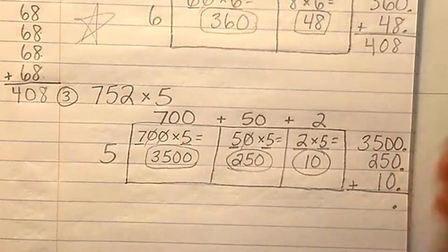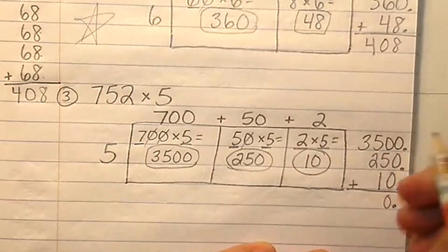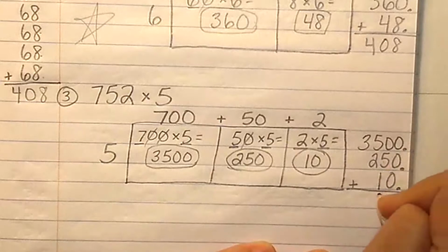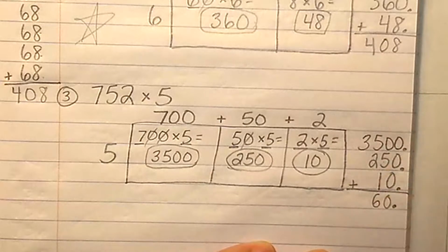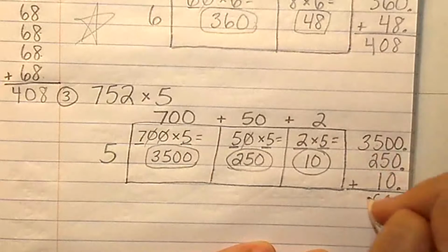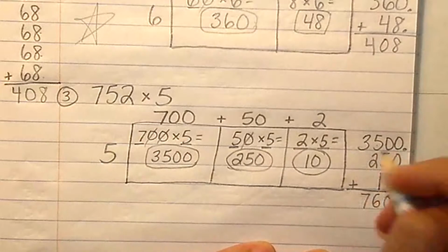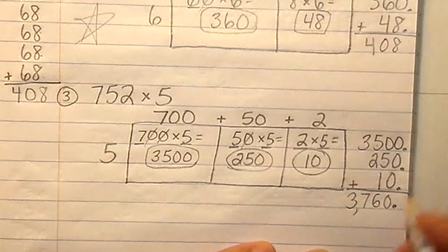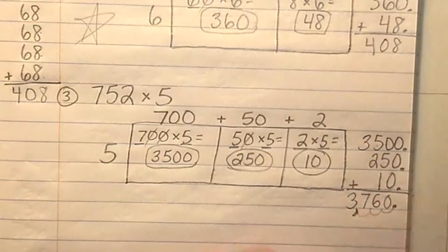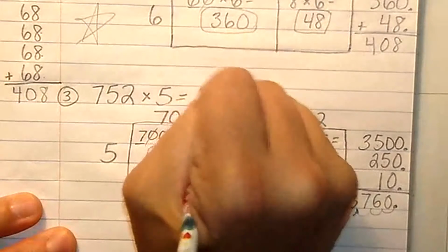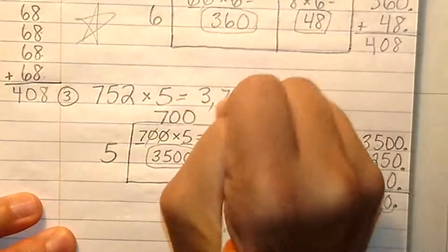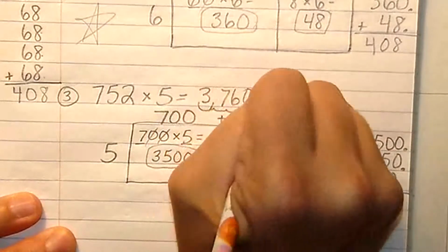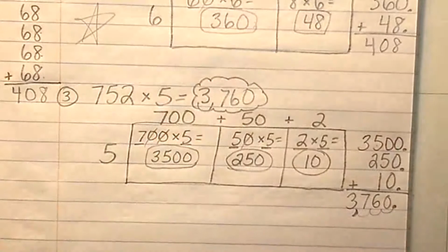0 plus 0 plus 0 is 0. 5 plus 1 is 6. 5 plus 2 is 7. And 3 plus nothing is 3. 1, 2, 3. Put my comma. I think that the answer is 3,760. But I need to know for sure.